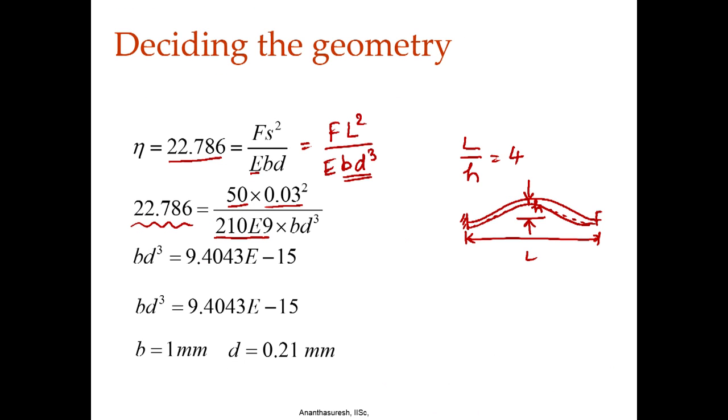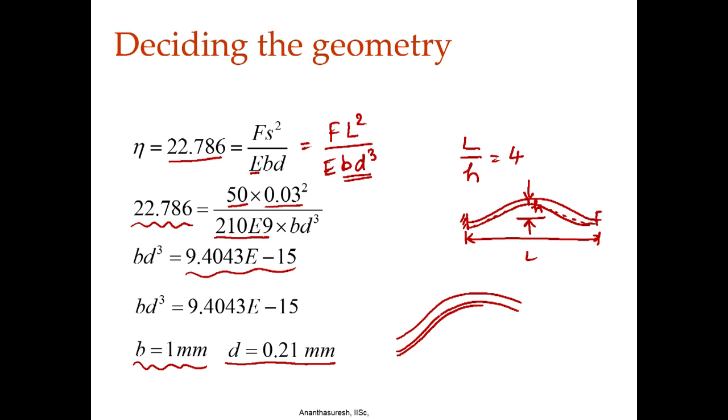Now, that BD cube, if you work it out, you will get a value like that. Now, if you say B equal to 1 millimeter, that is the thickness of the sheet from which you are going to make the arch, the D will turn out to be 0.21 millimeter. That is, you have to make the in-plane width very small. That means it is going to be more like a sheet that is bent like that.